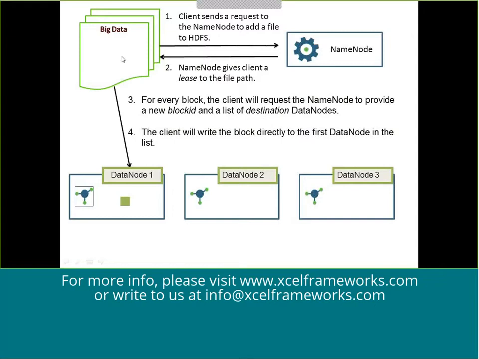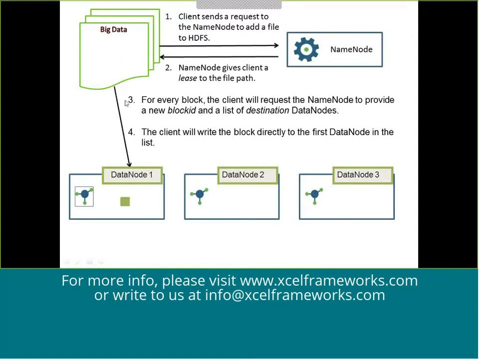Now, just step back and see your 100 MB file. Your 100 MB file is made up of 2 blocks, right? One is a 64 MB block, which is the default block size, and the second one is a 36 MB block. Now, the name node will look at the metadata, see what all the data nodes available are, and then it gives the location of the data node to the client machine.